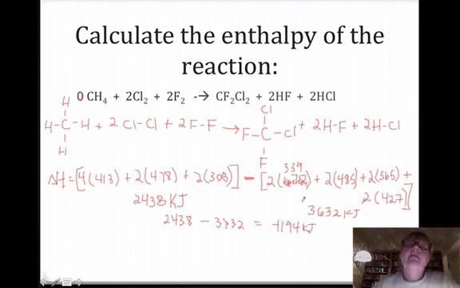So there we have it. That's how we use bond energies to calculate the enthalpy of a reaction. It's not an equation that's given to you, but it should kind of just make sense. It's the sum of all the bonds you have to break, and then we put a negative sign in because you then go and you calculate the sum of all the bonds that are formed, and that releases energy, and that's why there's that negative sign there.